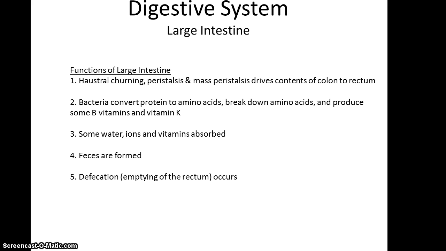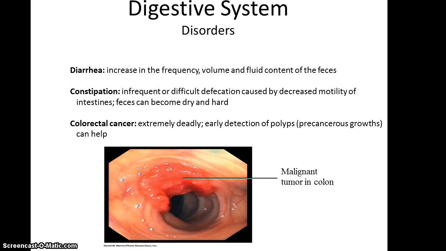Also found within the large intestine, as is also found in the small intestine, are bacteria. And these bacteria do a variety of things. They convert some of the protein that may be left into amino acids. They can then break down those amino acids, and they can also produce some valuable vitamins for us, such as the B vitamins and vitamin K. In the large intestine, there is some absorption of water and ions and vitamins. Near the end of the large intestine, at the rectum, feces is formed, and then eventually there's defecation, which is the emptying of the contents of the rectum.